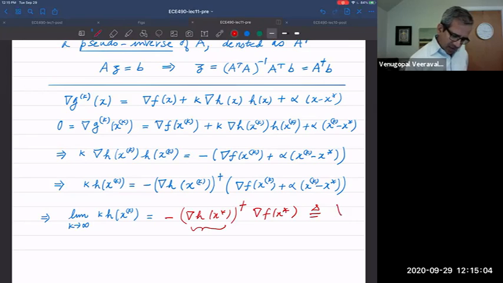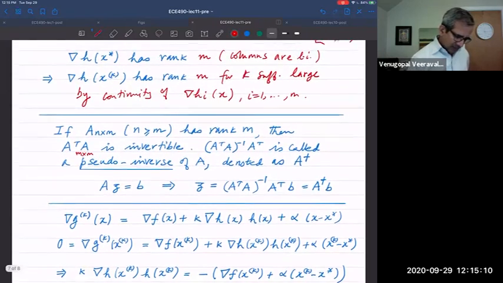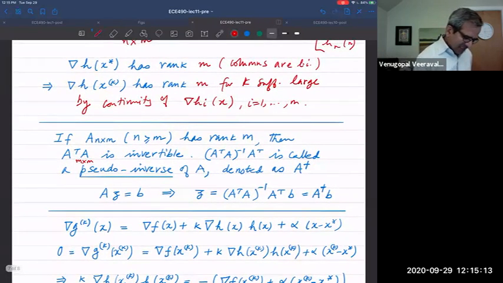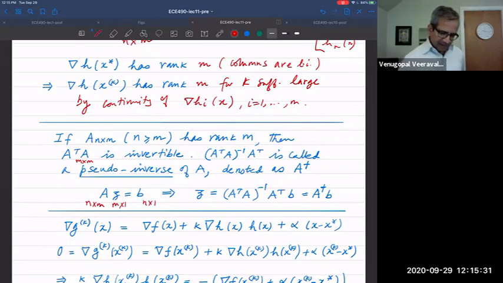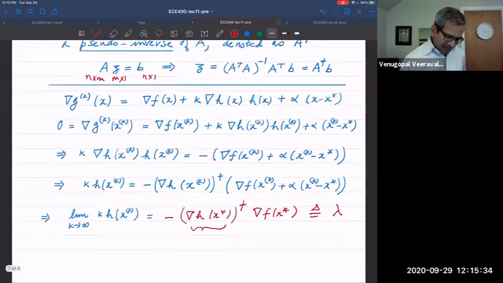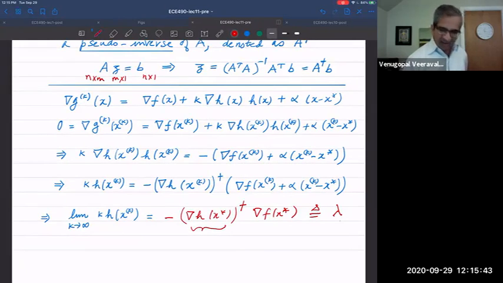Yeah, this is lambda, same dimension as h. In this case, let's make sure we have the dimensions right. This is m by 1, this is n by m, and this is n by 1. So what I end up with at the end is going to be an m-dimensional vector lambda. I'll call this limit my lambda.